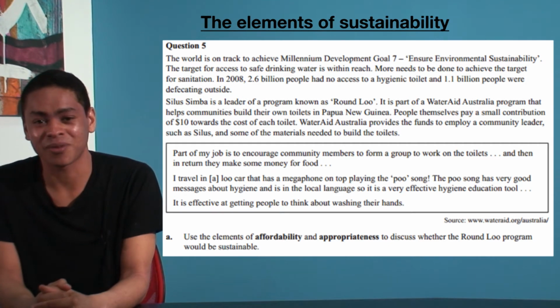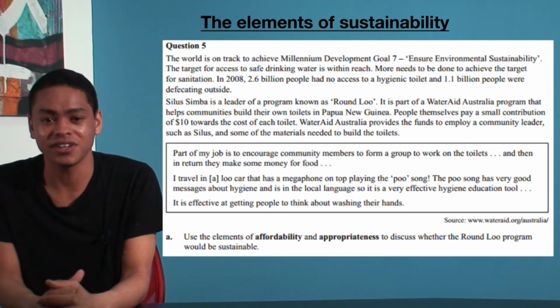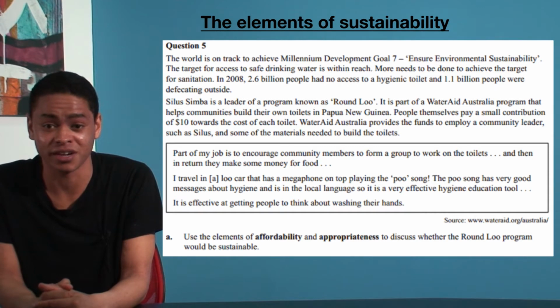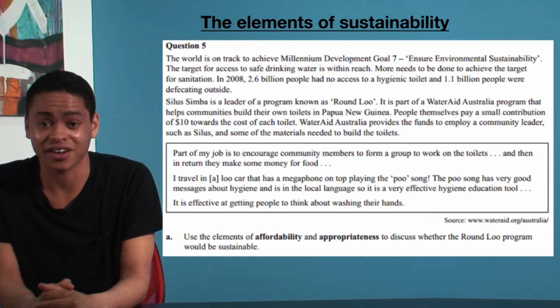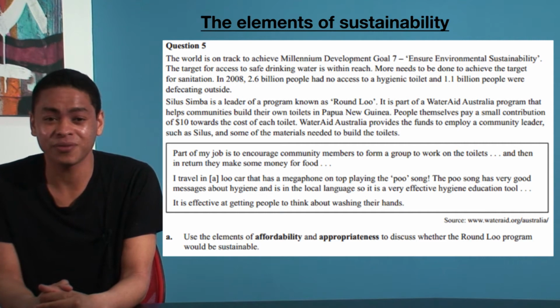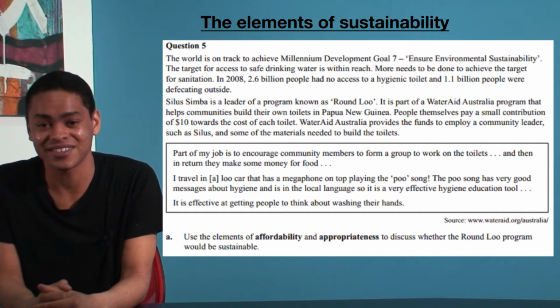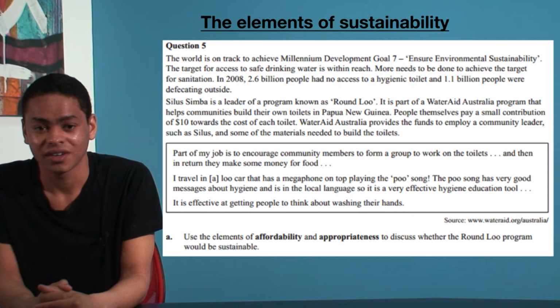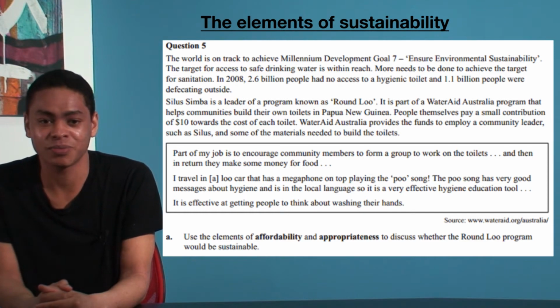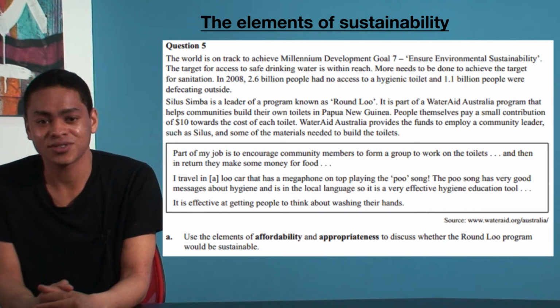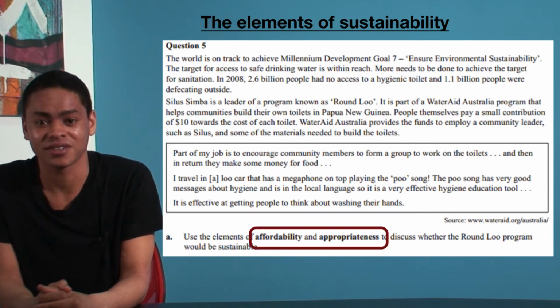It tells of a program called Round Loo, which helps communities in Papua New Guinea to build new sustainable toilets. One person, Silas Simba, travels around in a car that plays a poo song, which aims to educate locals on the importance of hygiene. Before we go on, feel free to pause this video and read the case study in its entirety. In this case study, we can see that we need to be aware of two of the three elements of sustainability. Here, we need to talk about affordability and appropriateness, but equity would be equally applicable.